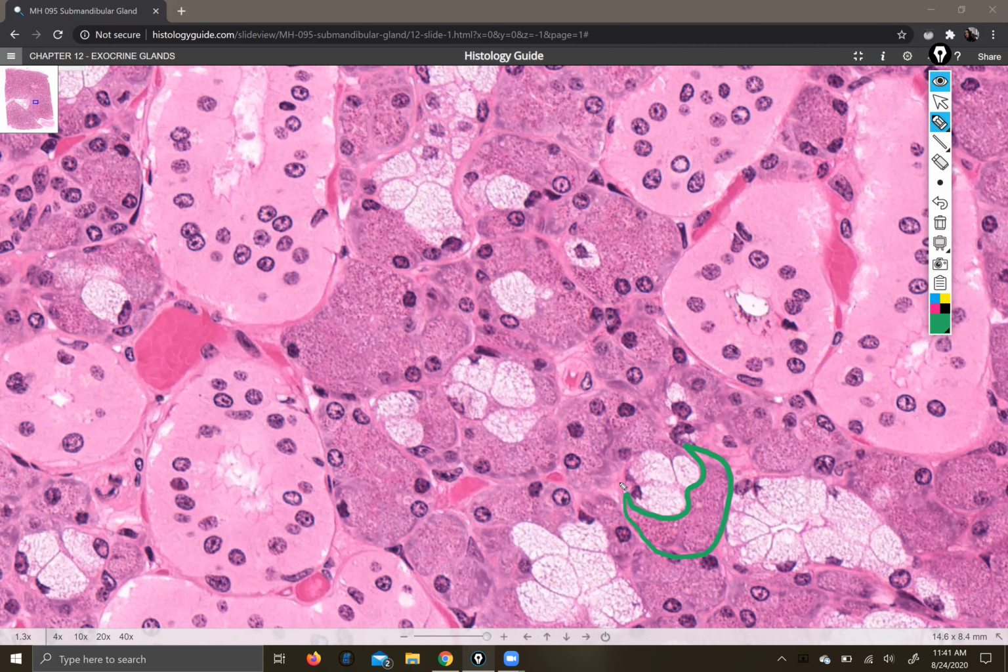But those little tiny specks are secretory granules that are a mixture of water and salivary enzymes. So enzymes like salivary amylase, which helps us digest starch, and lingual lipase, which is a lipase that digests fats. So that's what the granules are. You're literally seeing clumps of enzymes with your eyes, which is cool. Okay, so those are your serous acini, both regular style and demilune style.